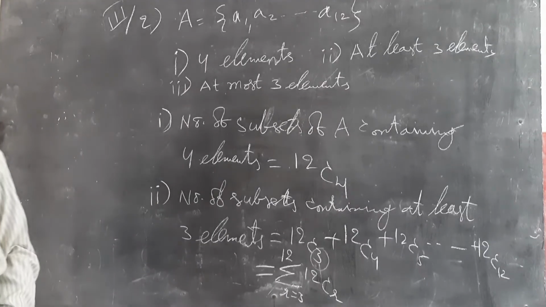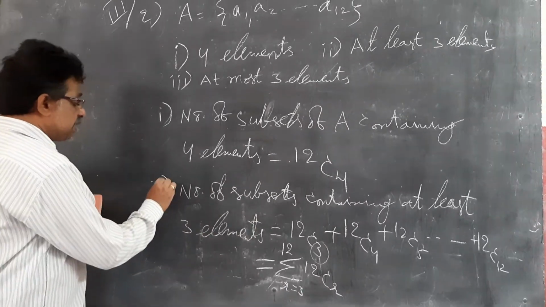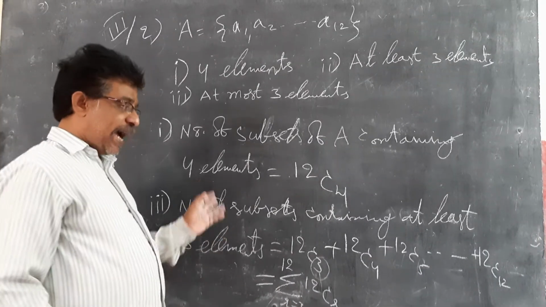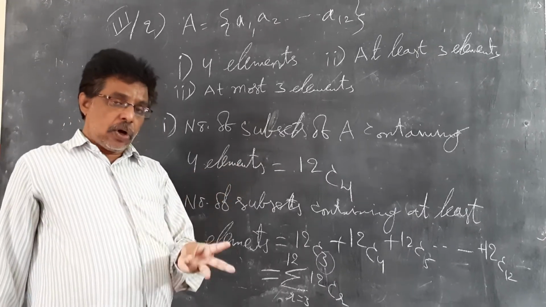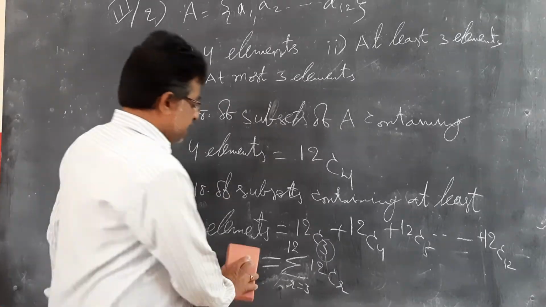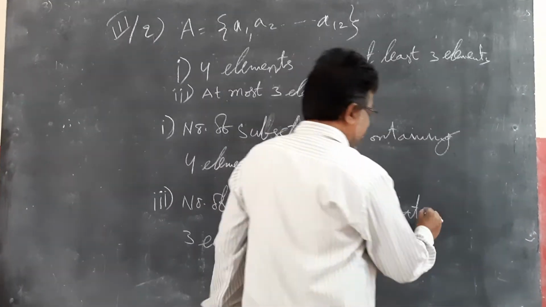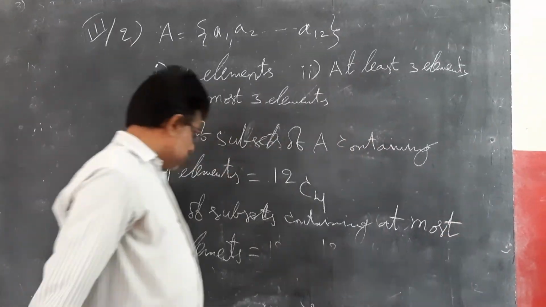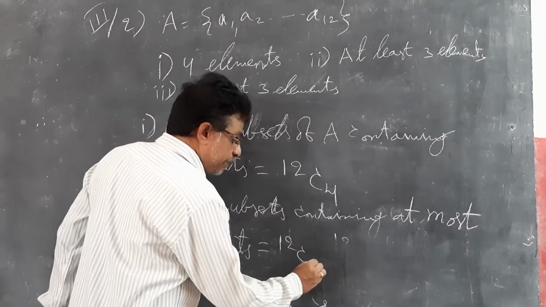Next, the third bit is asking at most 3 elements. At most means maximum 3. It should be a maximum of 3, meaning it can be 0 or 1 or 2 or, at the most, 3 elements. If I take the same in reverse order, instead of at least, at most. So at most 3 elements is nothing but it can contain 0 elements, meaning the empty set.